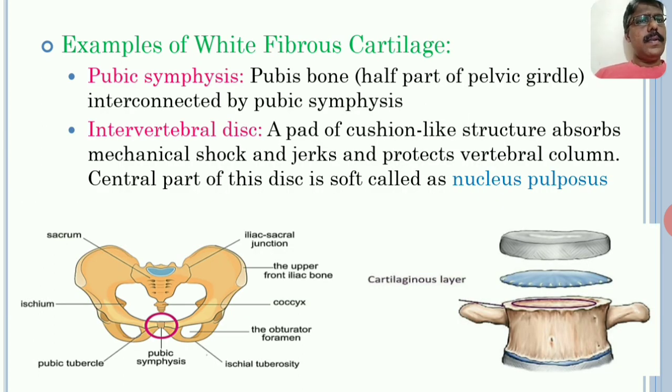Examples of white fibrous cartilage: pubic symphysis, pubis bone, half part of pelvic girdle, interconnected by pubic symphysis, intervertebral disc, a pad of cushion-like structure, absorbs mechanical shock and jerks and protects vertebral column. Central part of this disc is soft and called nucleus pulposus.